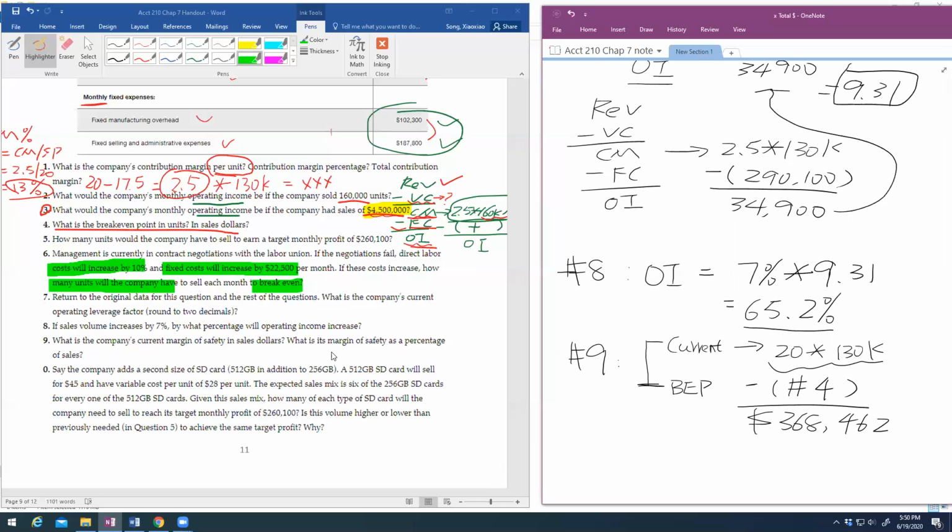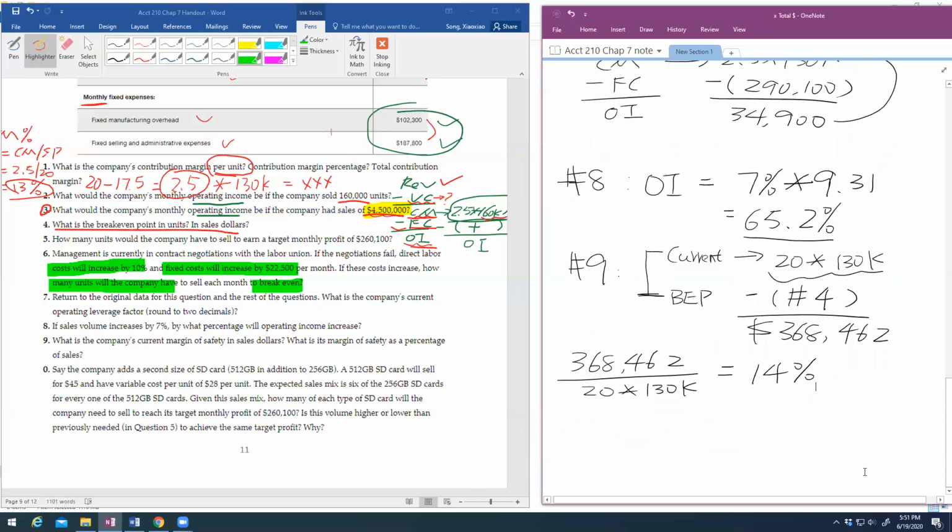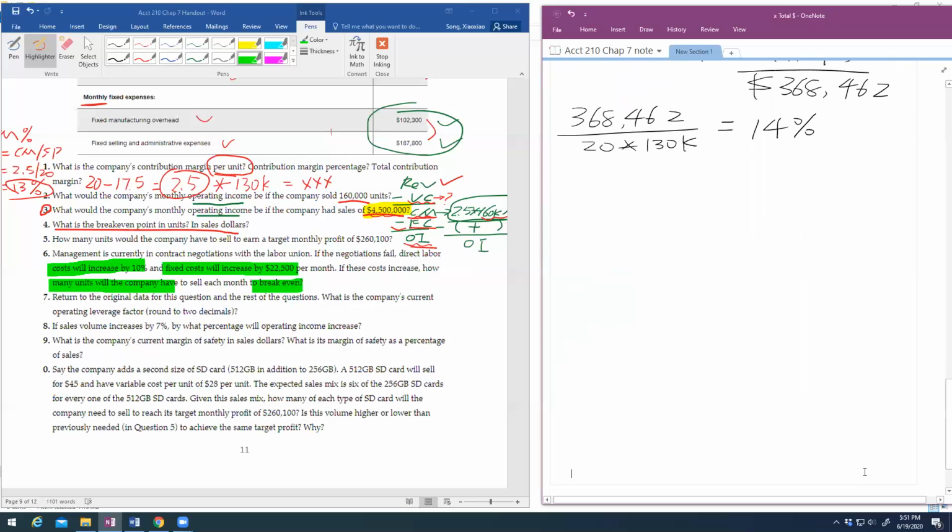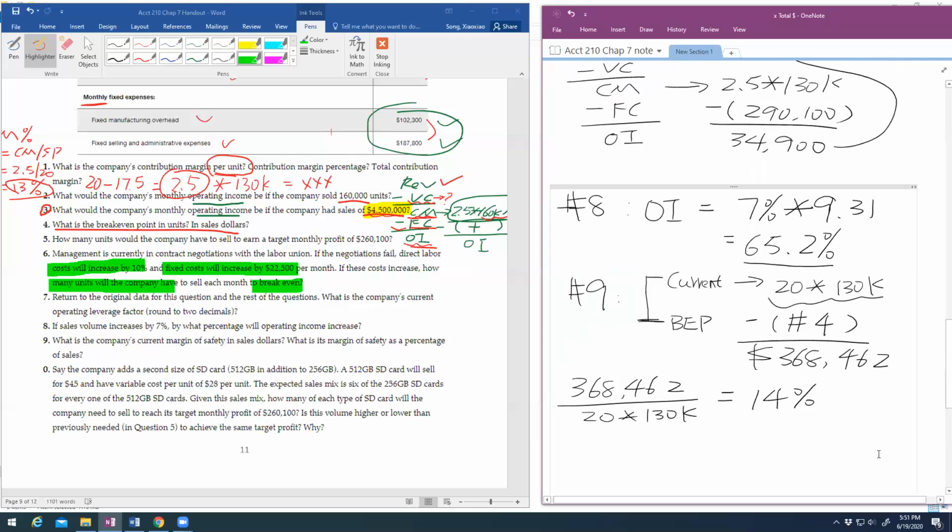I'm also asking about your margin of safety as a percentage of sales. How do we do that? Your percentage will be your margin divided by your current sales. So 368,462 divided by your current sales. Current sales is 20 times 130,000. So this margin equals 14%. How do we interpret this? Your current sales can decrease by 14% before you reach a loss.